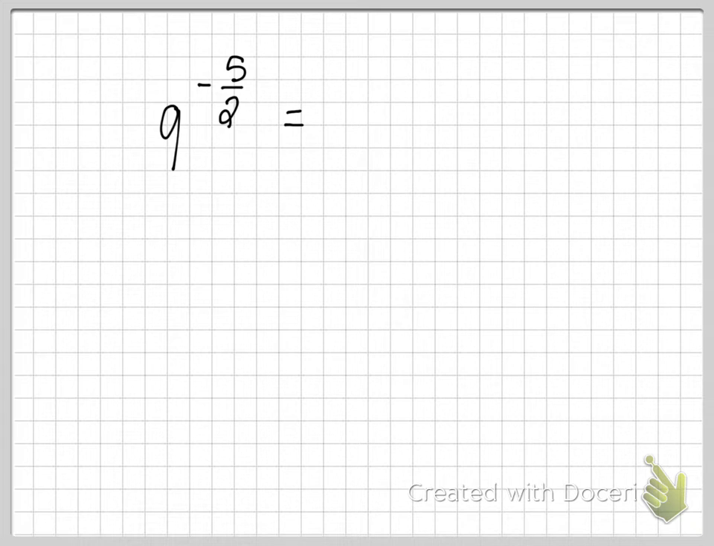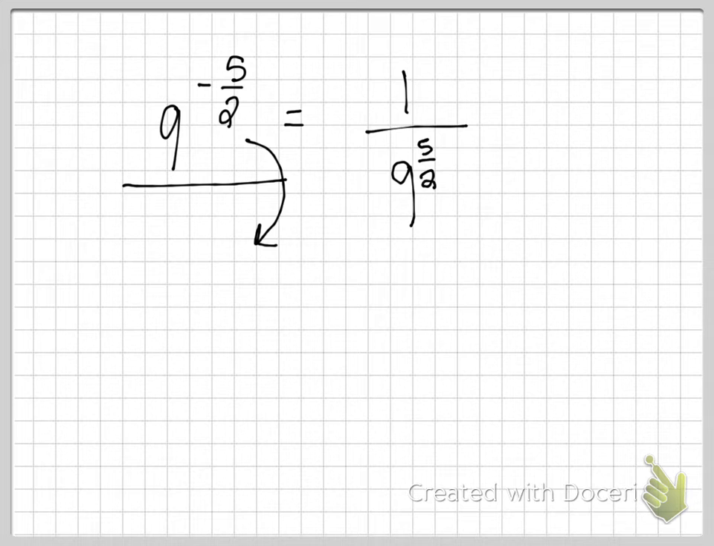The first problem here is that we have what? The negative exponent. So let's draw a fraction bar, and we'll drop the entire power below the fraction bar. So this becomes 1 over 9 to the 5 halves.